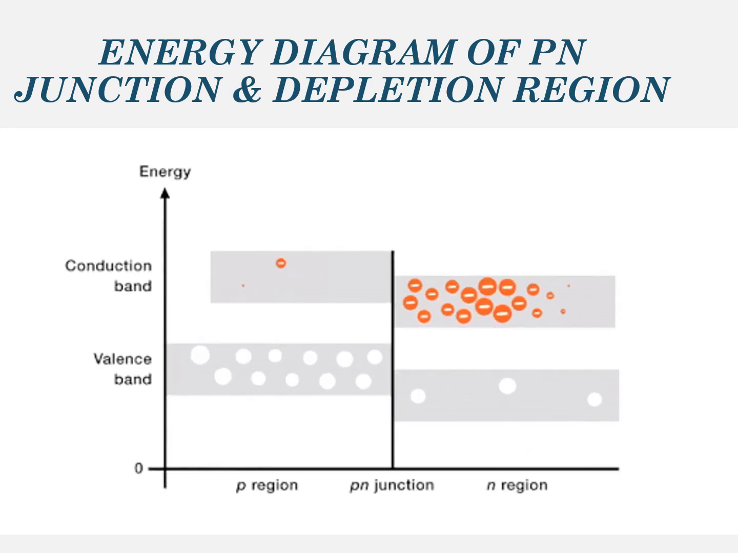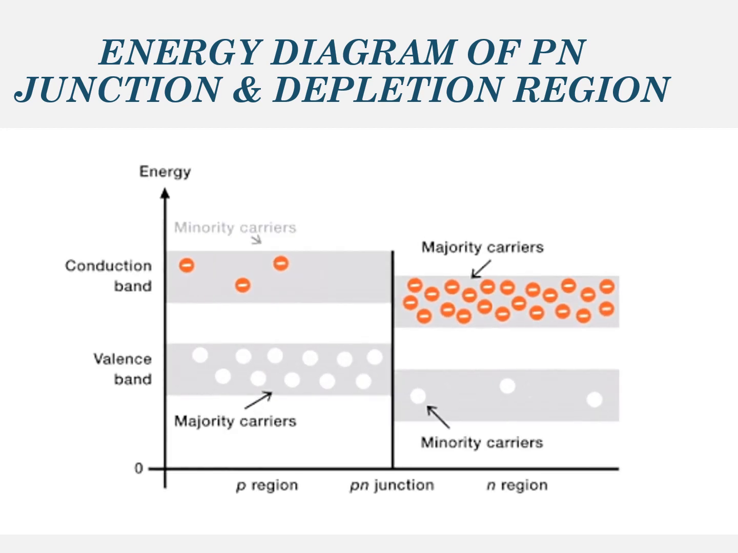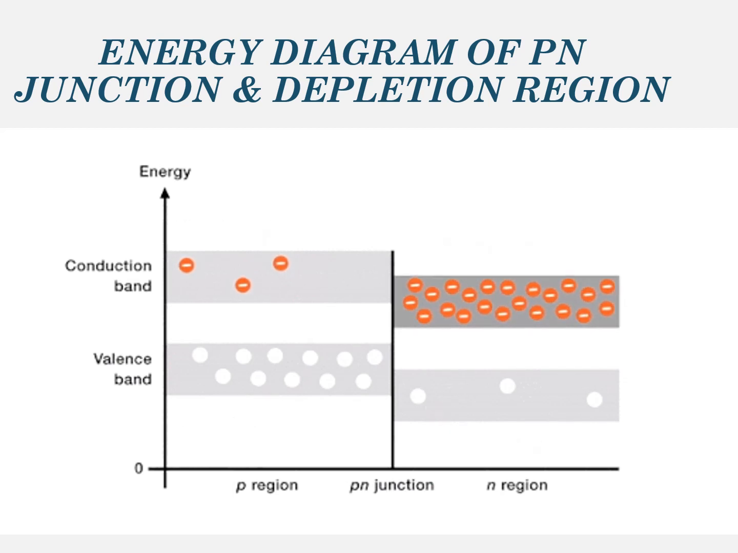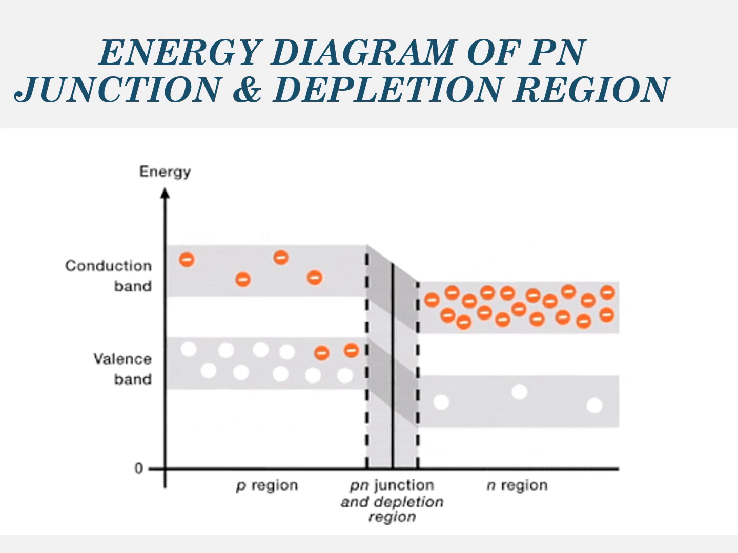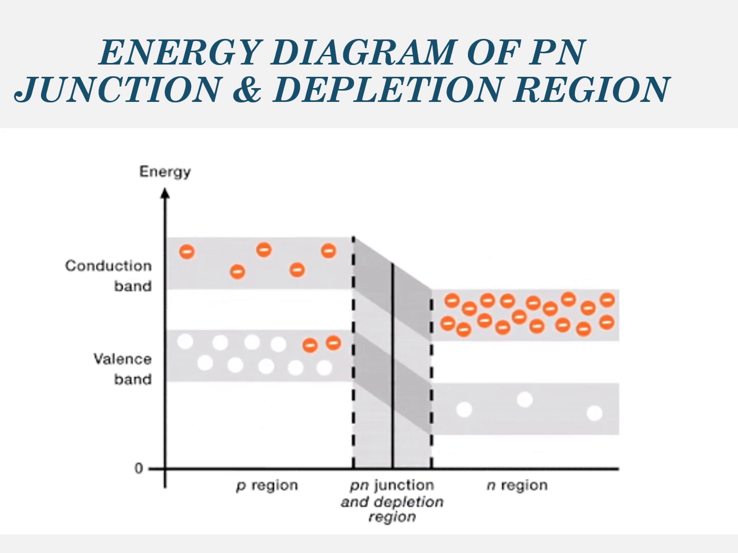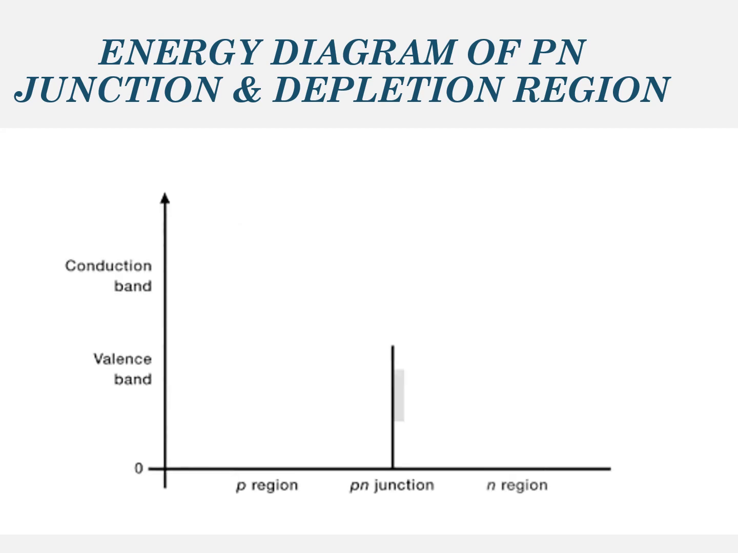Now look at it again. The conduction band in the N region is at a lower energy level as compared to the conduction band in the P region. So when these electrons diffuse across the junction and enter the P region, they lose their energy and fall into holes in the valence band in the P region. As a result, the depletion region is formed.